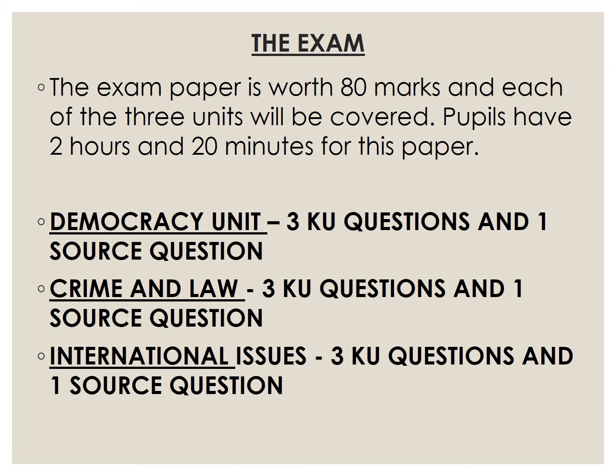In terms of the exam itself, the paper is worth 80 marks and each of the 3 units will be covered. There are 6 units altogether. The pupils need to make sure that they are selecting the correct one from each section, and we'll go over that with them in class, but when they're doing past papers they should be looking to make sure they're completing questions within the right area. There are 2 hours and 20 minutes in total for the paper. So there'll be a section on democracy, crime and international issues, and within that pupils will be expected to do 3 knowledge and understanding questions and 1 of the skills type questions throughout the paper.